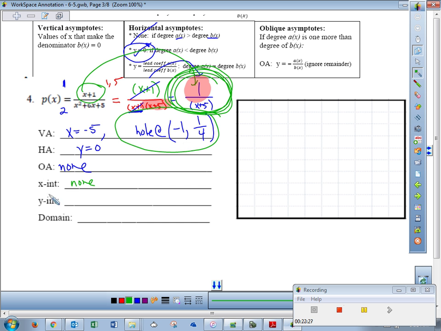Y-intercept, that is where you look at this guy right here. Again, look at this guy. Let x equal 0. So you get 1 over 0 plus 5. Cool? Let's see if we can do our domaining without a graph.